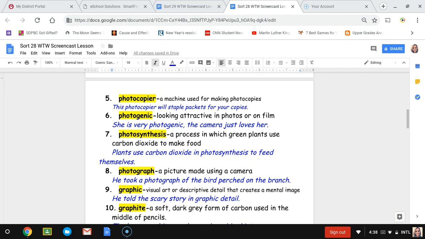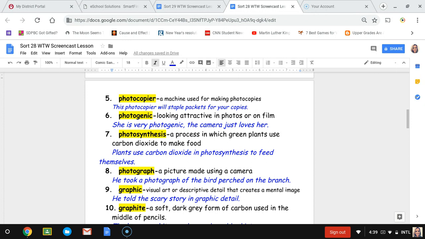Number 6, photogenic. Photogenic means looking attractive in photos or on film. So the sentence that I have is, she is very photogenic, the camera just loves her. Number 7, photosynthesis. Photosynthesis is a process in which green plants use carbon dioxide to make their own food. So the sentence that I have basically explains that again. It says, plants use carbon dioxide in photosynthesis to feed themselves.